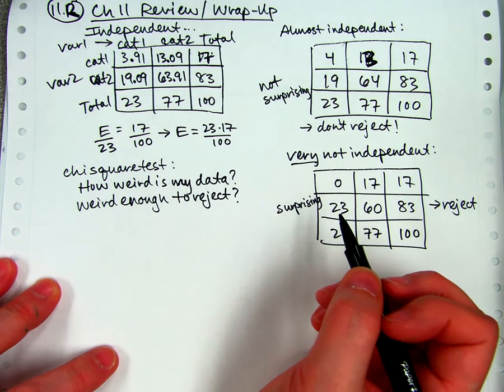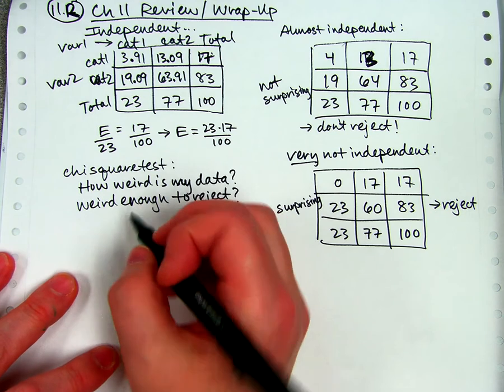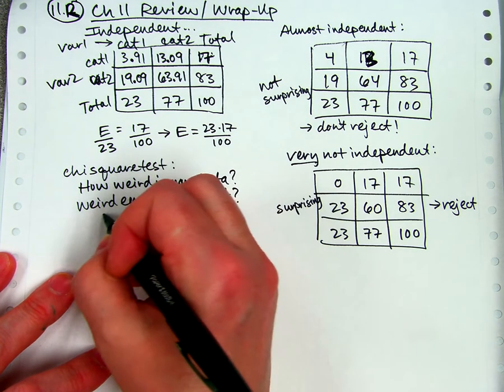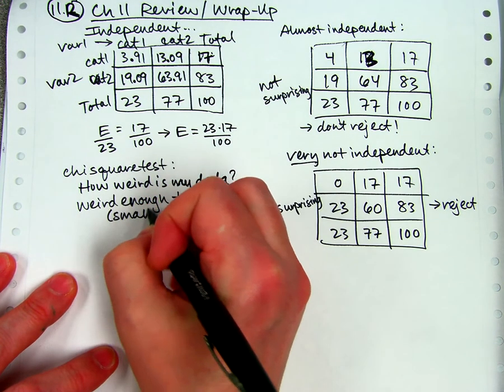They were talking about this, and I really liked this phrasing because this really gets at what the p-value is talking about. How weird is your data? Is it weird enough to reject? That would be a really small p-value.